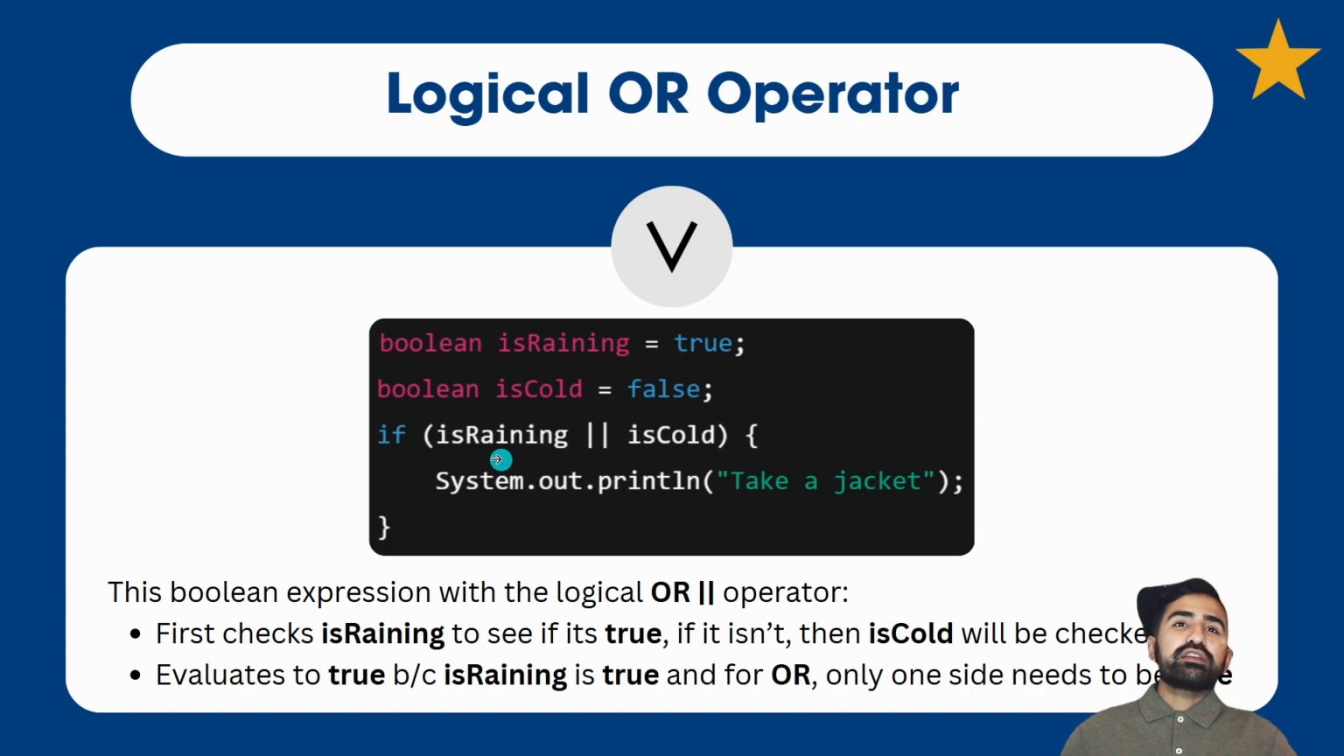Because is raining is true, we no longer need to check is cold. We only need one of them to be true, so we're done. This does indeed execute. Because it's raining, we're going to take a jacket. We don't care if it's cold. It's already raining. So first it checks is raining to see if it's true. If it isn't, then we would check is cold. But because is raining is true, and for or, only one side needs to be true, the whole thing is true.